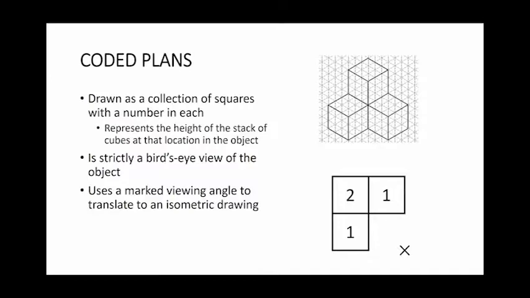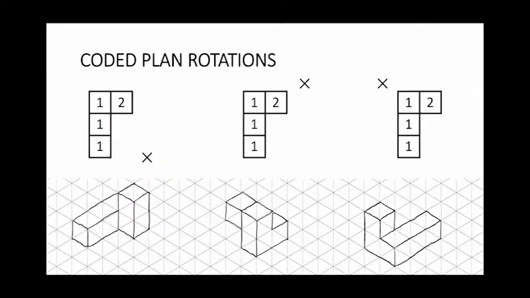In the previous module I showed you rotations of an isometric drawing. I'm going to show you those rotations again, but I'll show you how that corresponds to the coded plan and its marked viewing angle. On the bottom, we're taking the same isometric drawing and rotating it across 270 degrees. Up above, we've got the same exact coded plan across the board, but we move the marked viewing angle, it looks like counterclockwise.